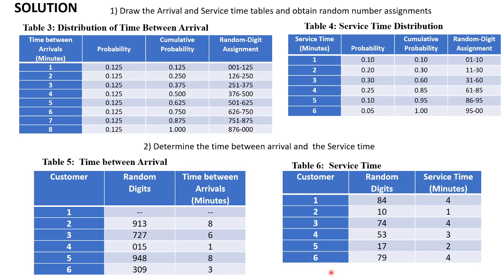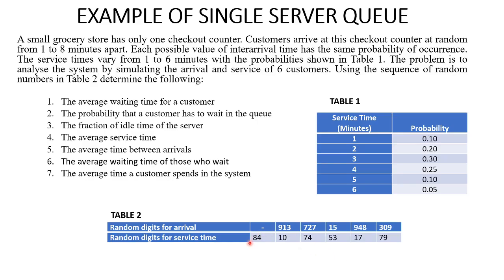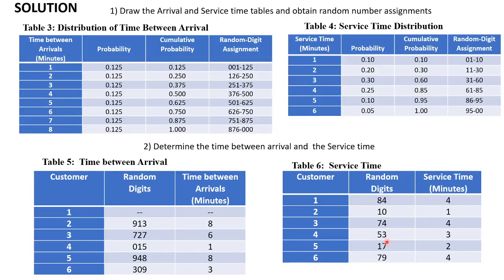So for the service time table, we have 6 customers. So we have 1, 2, 3, 4, 5, 6. Then we assign the random numbers here. The random numbers start from 84, 10, 74, 53, 17, 79. Those are the random digits. So customer 1, this is the random digit for it, customer 2 up to customer 6.